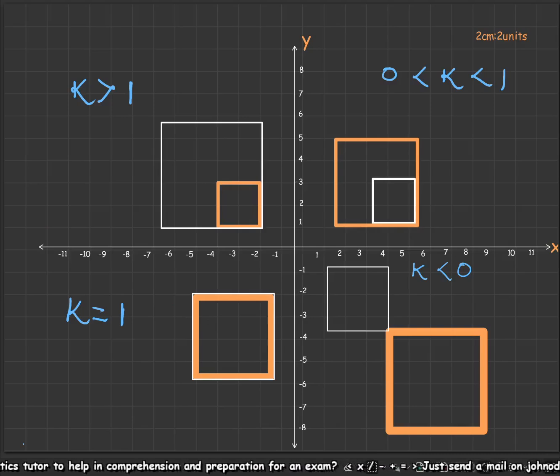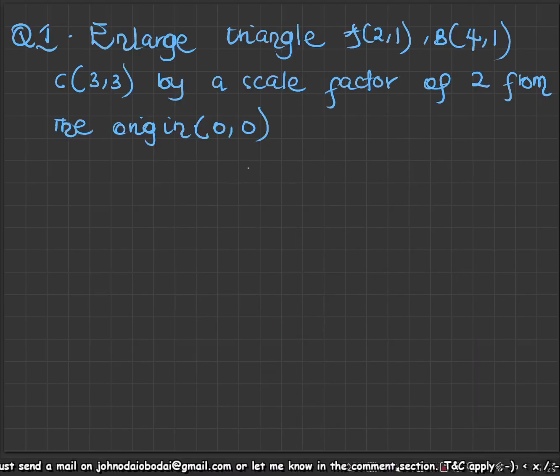Let's look at how we enlarge. So we have our first question here, which says we have to enlarge triangle ABC, which has coordinates A (2, 1), B (4, 1), and C (3, 3), by a scale factor of 2 from the origin. We will work using a formula, after which we now go to the graph so that you learn how to draw after your enlargement.